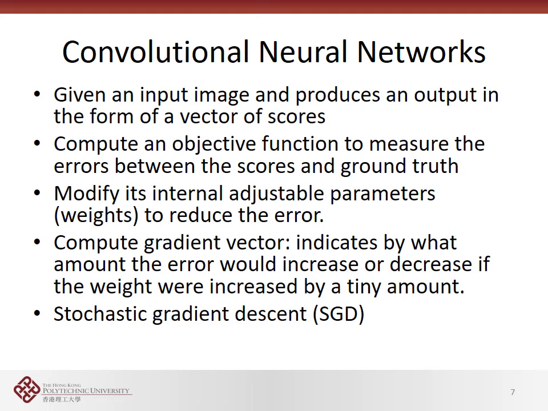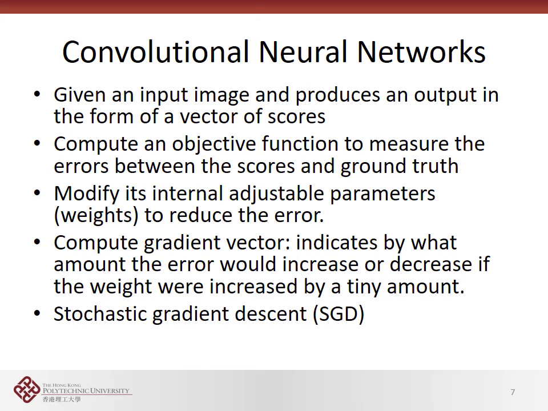During the training, given an image, the network produces an output in the form of a vector of scores. We hope the desired category has the highest score. For example, we input a car image, so we hope the category car has the highest score. On the other hand, other categories such as person, train, pet, house, and plane have relatively low scores. The car has the highest score.